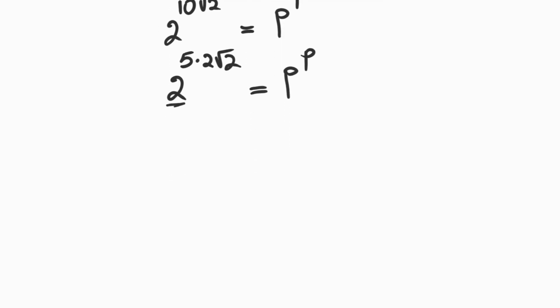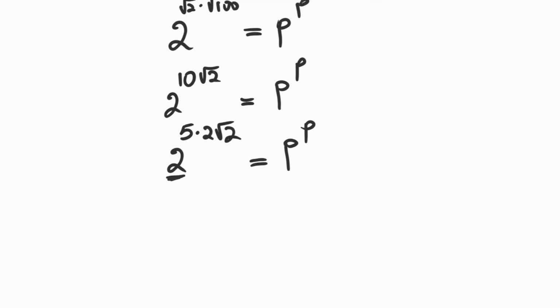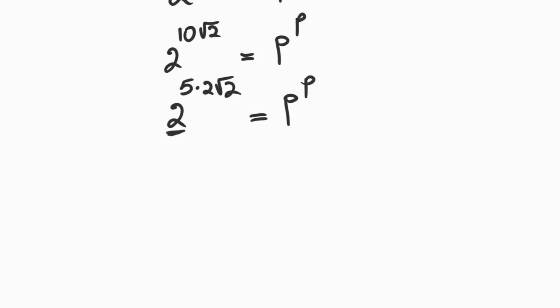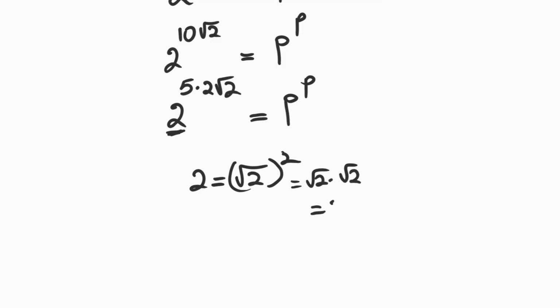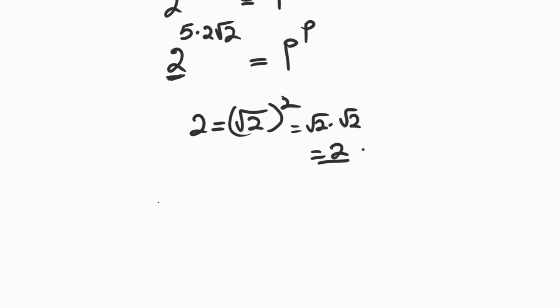Now let us rewrite this base. So what we have here is that this base 2 can be rewritten as the square root of 2 all squared, because root 2 times root 2 will give us 2. So let us try that. So we have the root of 2 all squared times 5 times 2 root 2 equals p over p.